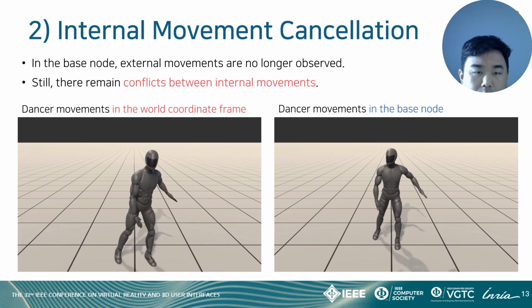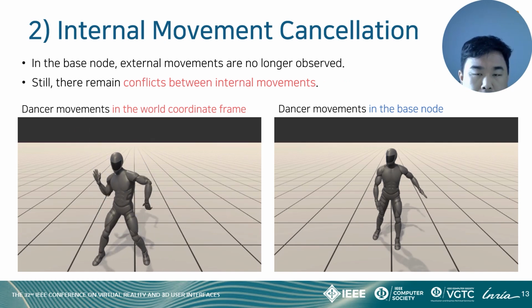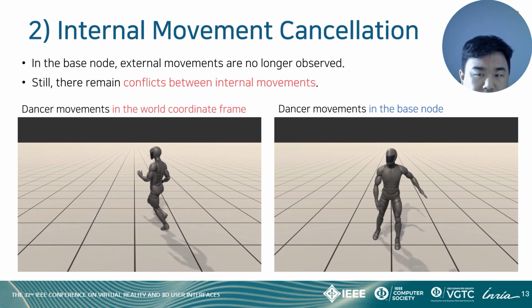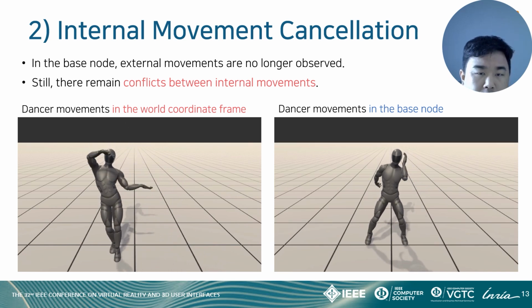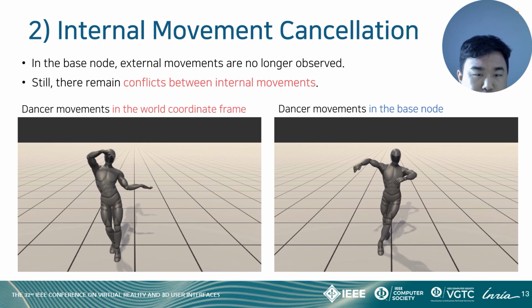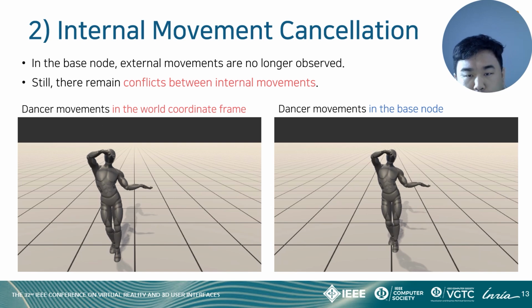In the world coordinate system, both external and internal movements are observable. However, in the tensor's internal coordinate system, the base node, external movements are no longer present. This allows internal movement to be extracted independently in the base node. The problem still remains that internal movement may cancel out other colliding internal movements in the base node.